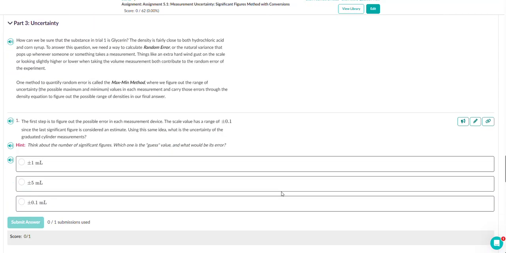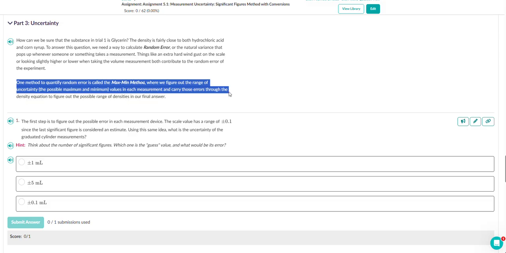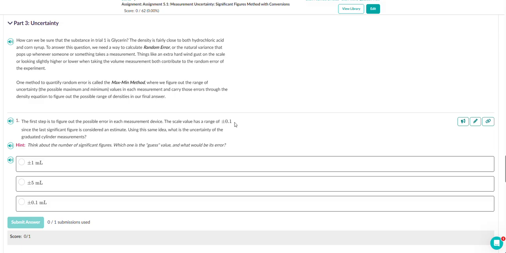So if we get to this uncertainty question, it is giving you specifically the scale value is plus or minus 0.1. The last significant figure is considered an estimate. So what is the uncertainty? All this means is that when you make a measurement with that instrument, your answer is correct, give or take 0.1. So that's our level of uncertainty. So when it tells you to do this minimum-maximum, the min-max method, where we figure out the range of uncertainty, plus or minus 0.1 is literally that.